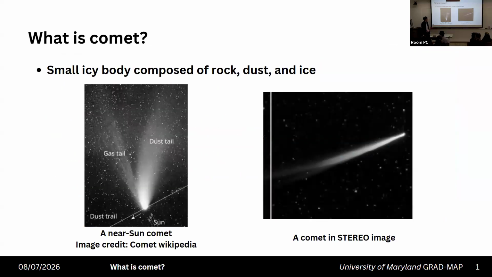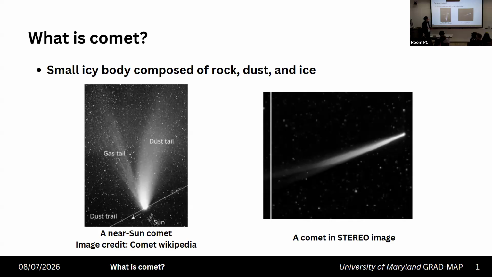And the next topic we talk about is comets. What is a comet? It is a small icy body, consisting of dust, gas, and ice. So normally it's a rock, but when it's near the Sun, the heat and solar flare will evaporate the icy gas, which produces the dust tail and gas tail of the comet. So here is a comet image in a STEREO image.